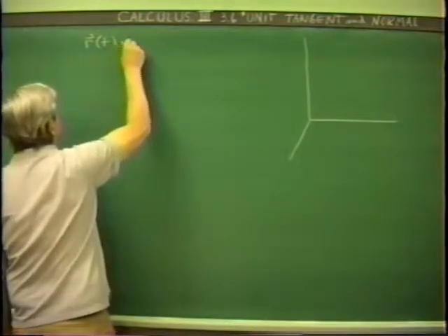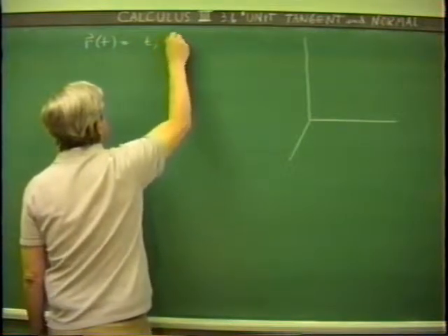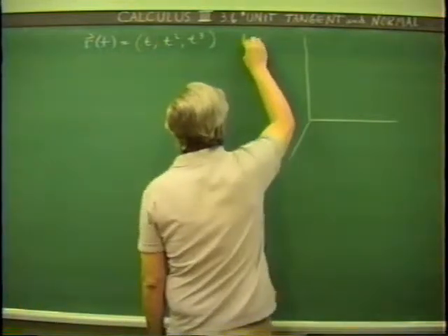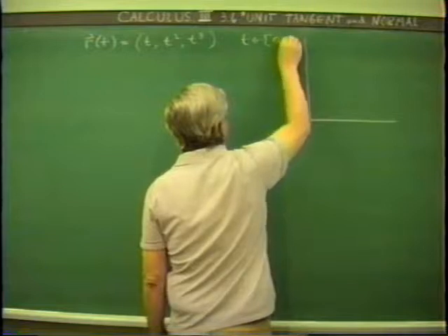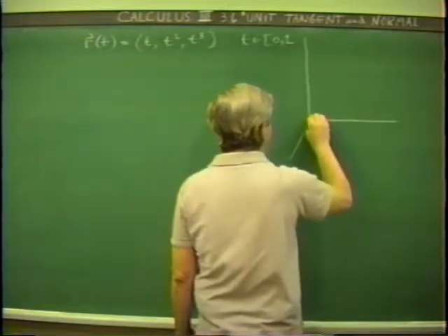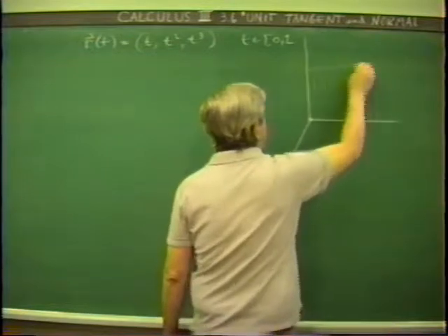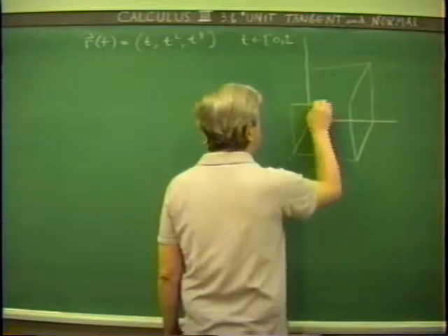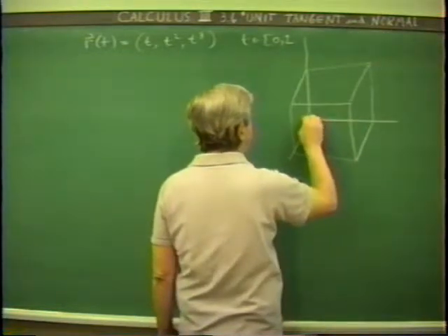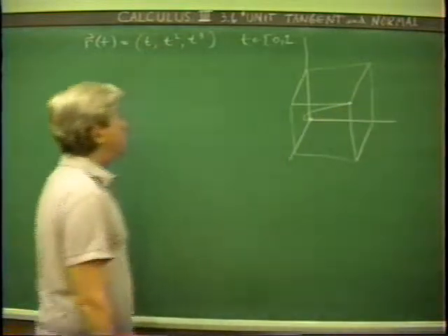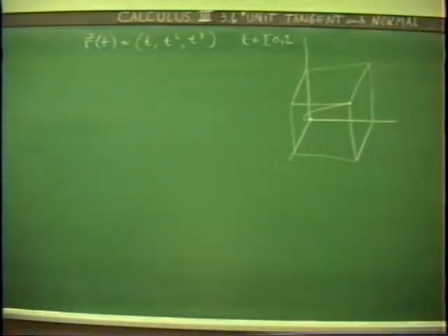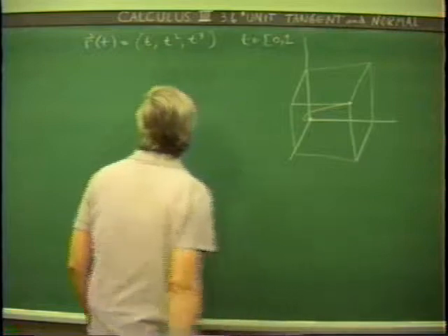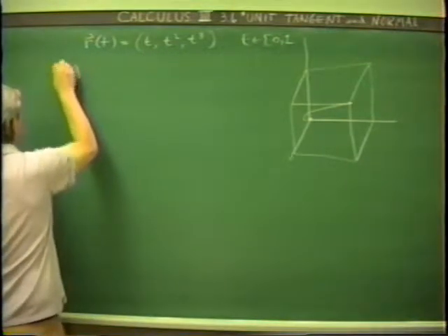Let r(t) be equal to, well, let's say t, t squared, t cubed, with t between 0 and 1. So this motion starts out at 0, and ends up at the corner of the unit cube and increases in all three coordinates. It stays within the unit cube here. It starts at this corner and ends up at this corner.